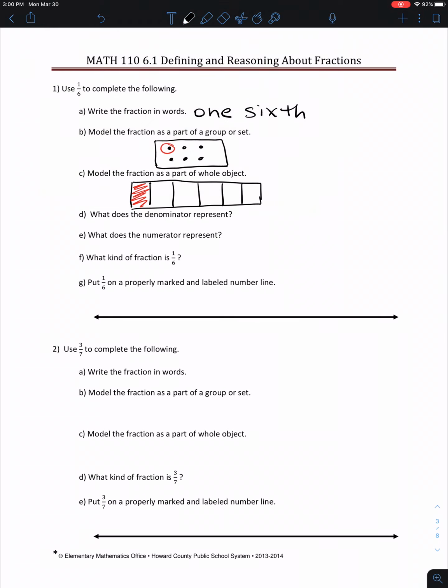All right, good. So what does the denominator represent? This is going to be true in general. It's how the whole object is divided up. In this case, our whole object, whether it's a piece of pizza, a cake, a pie, whatever it happens to be, is divided up into 6 slices. So the denominator always tells us how many slices or how many pieces are in the whole. And then what the top number represents is how many are chosen from the whole.